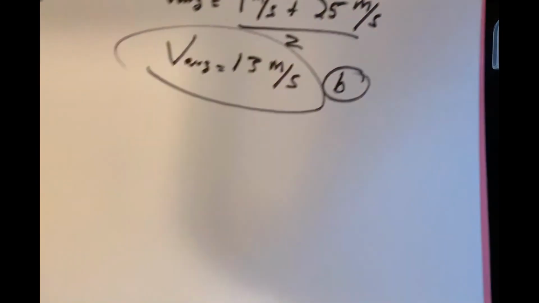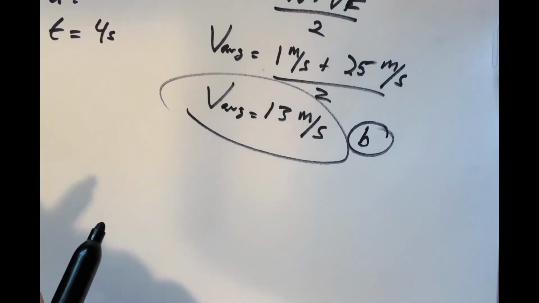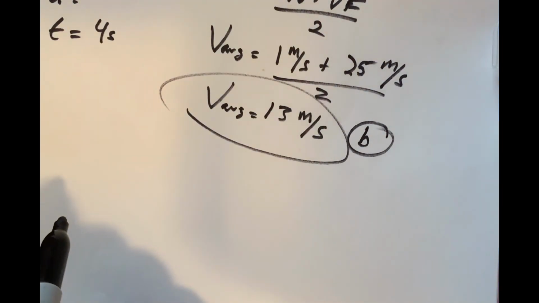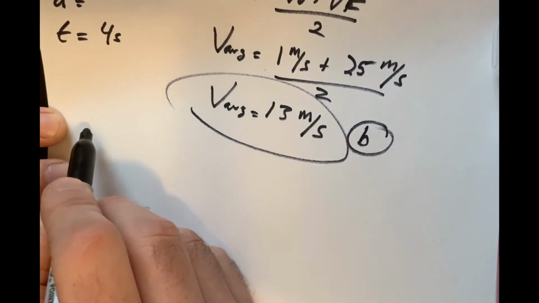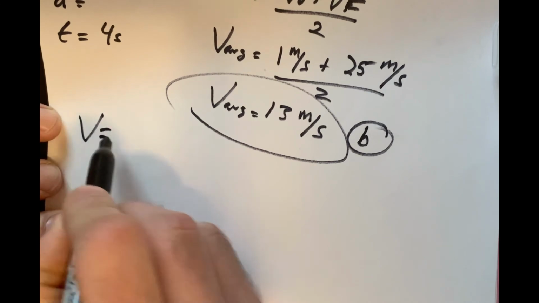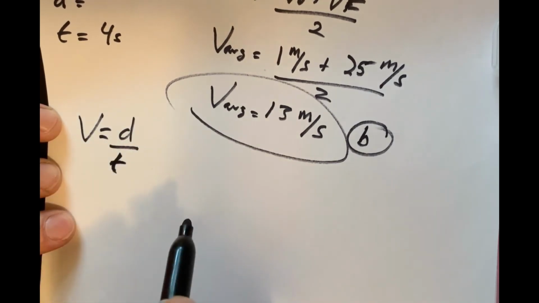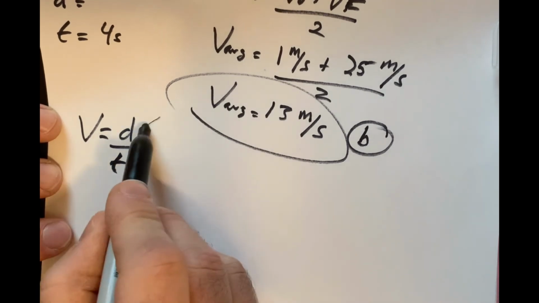So we're moving right along. Let's look at problem C. Now, problem C asks us to think about how far he traveled, okay? Well, what formula could we use to do that? We've been using velocity is equal to distance over time. And so we can rearrange that to solve for the unknown value of distance.